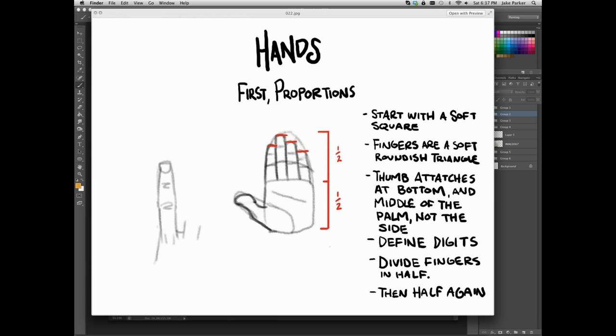Yeah, the knuckles. So see, I know something too. I know something too about hands.